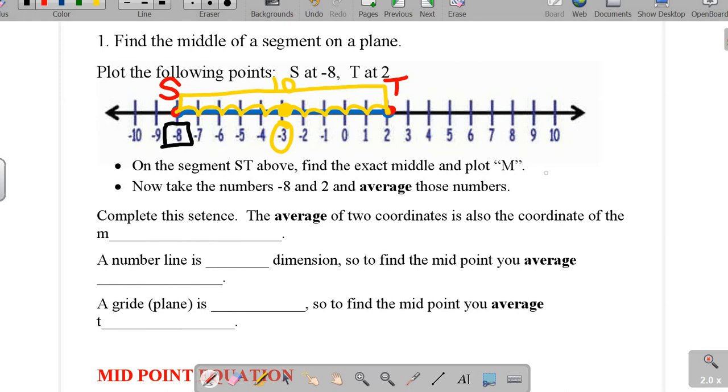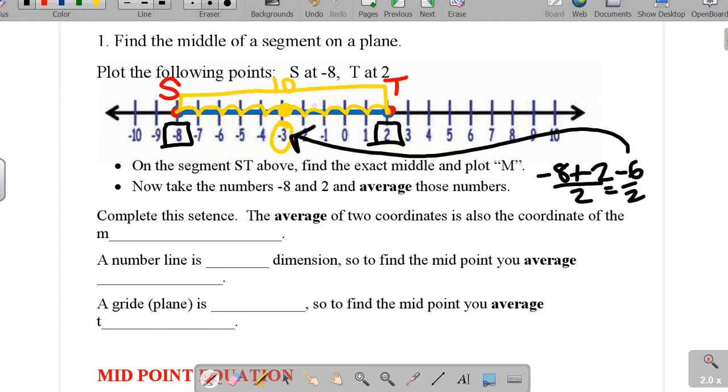Our point S is at -8, and our point T is at +2. So if we average, which is add and divide by 2, we get -3. So the average of two coordinates is also the coordinate of the midpoint on a number line.